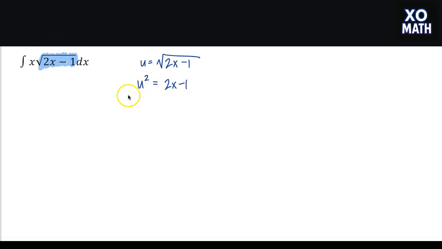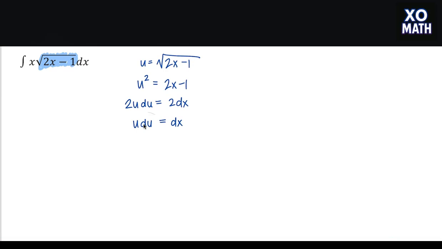Now we'll take the derivative of both sides. So that will leave me with 2u du is equal to 2 dx. Or I can divide both sides by 2 and say that u du is equal to dx. All right, so how does that help me? Well, I'm still going to perform a change of variables here. I'm going to replace the dx with u du.